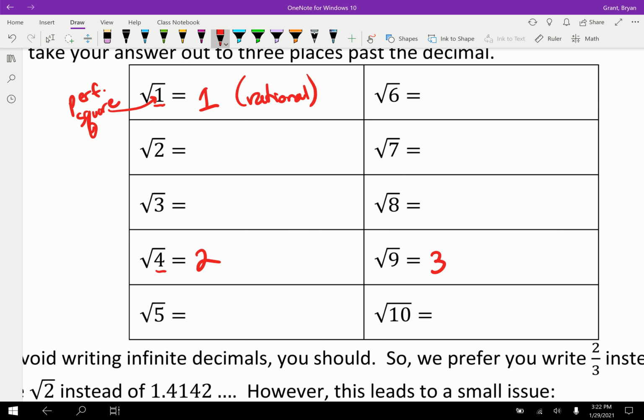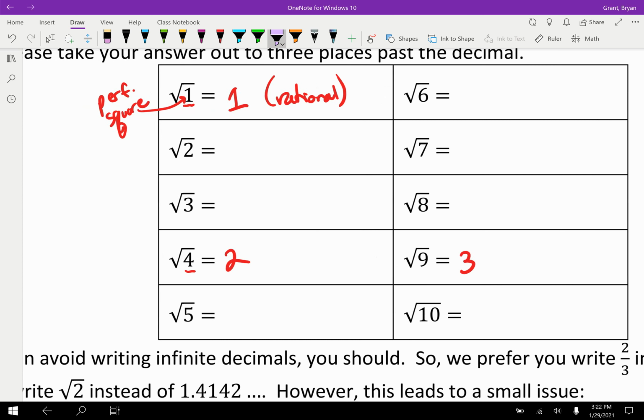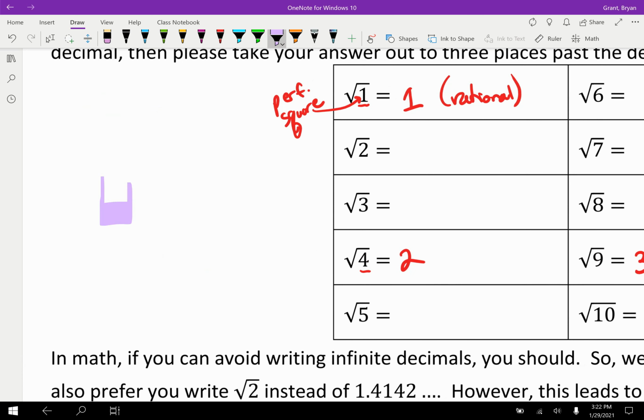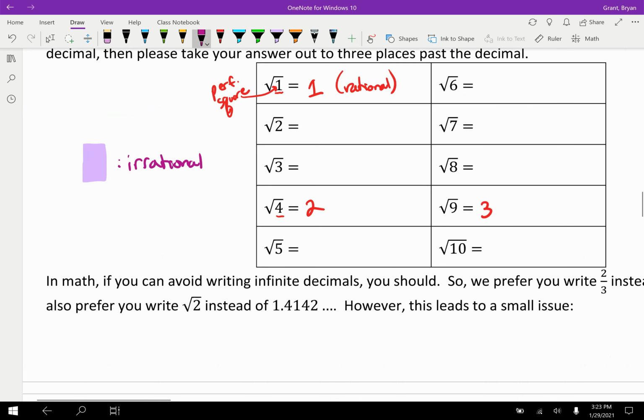All of the other problems on here, and I'm just going to make a little key so that I don't have to do them all. I'm going to do it in purple. All of the other problems or answers on here are going to be decimals, and they're all going to be irrational. For example, if you put square root of 2 in your calculator, you'd get 1.414, so on and so forth. Okay, this one is also irrational. All of these give weird gross decimals that you can't write as a nice fraction, including this guy.